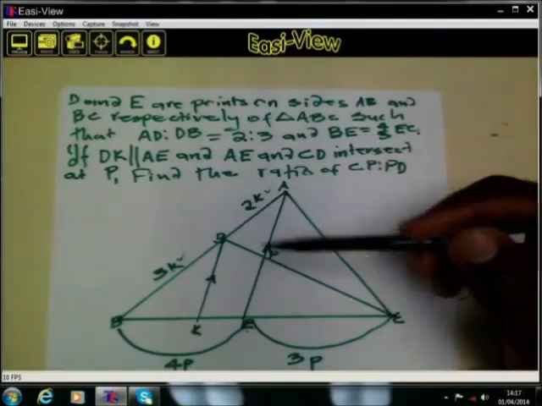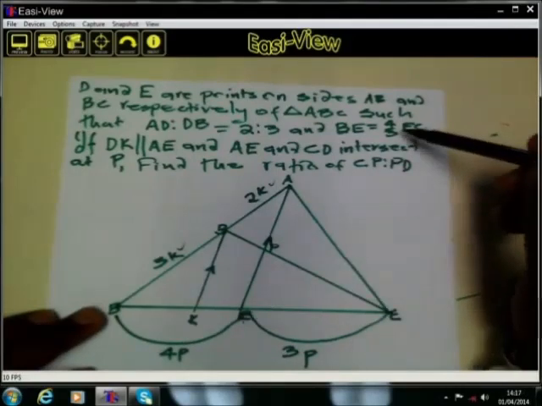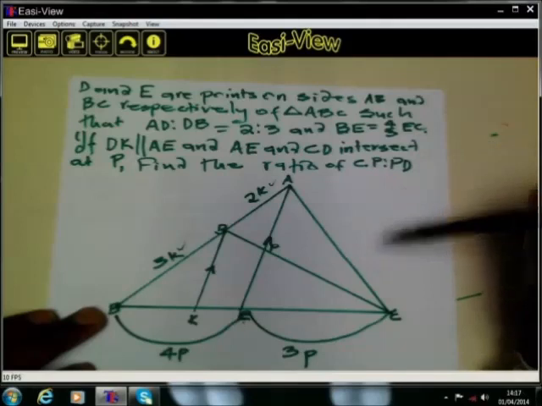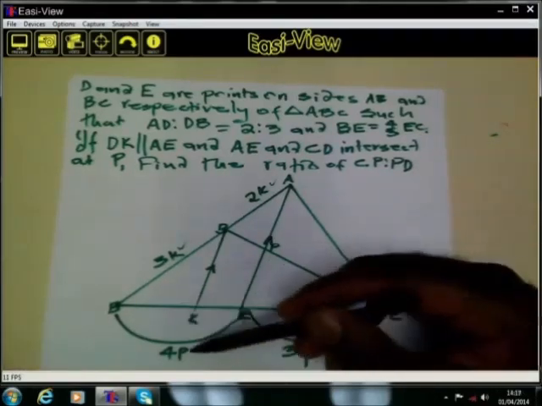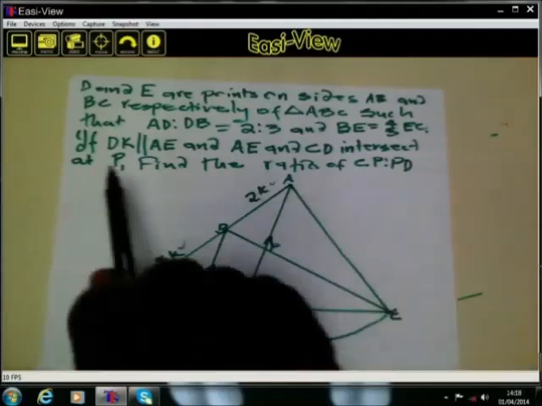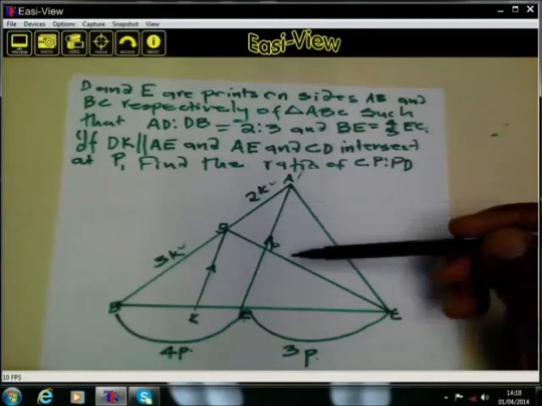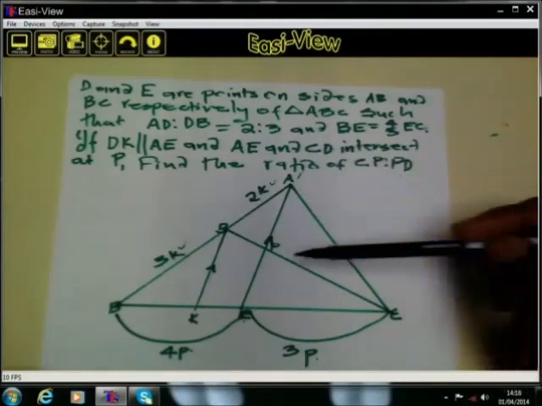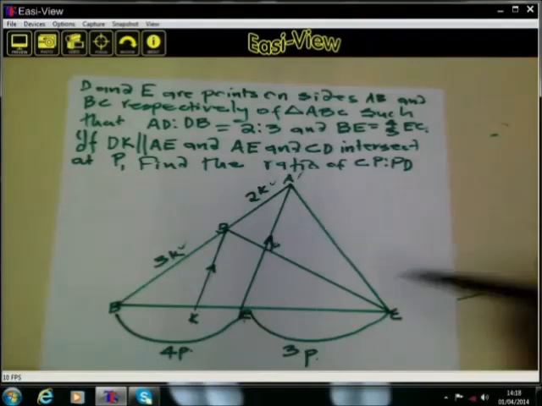And BE, where is BE? BE is here. BE is 4/3 of EC. It means EC is 3 units when BE is 4 units. Now they say this DK is parallel to AE, and AE and CD intersect at P. This is their point of intersection.